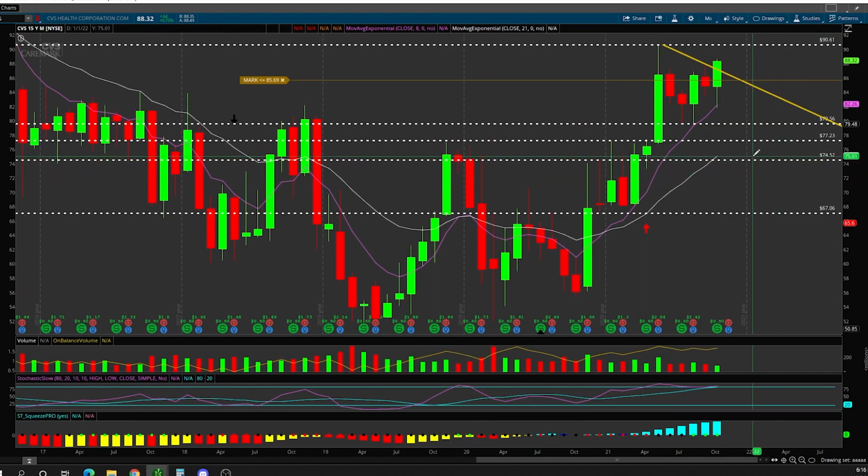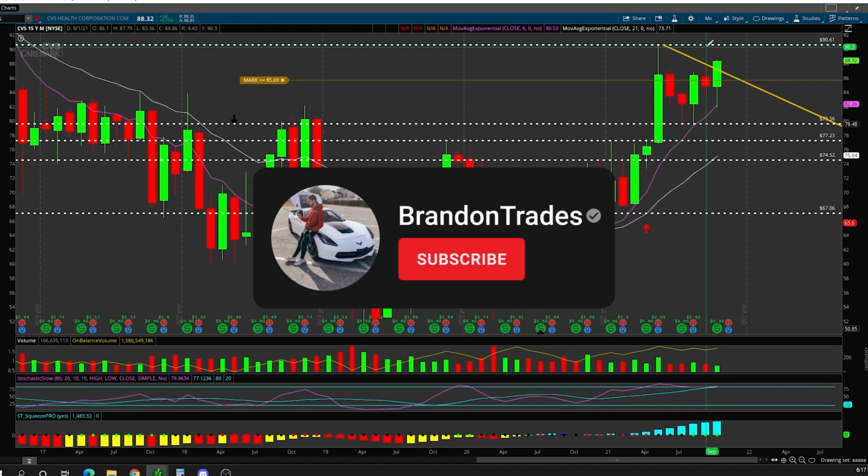Now on top of that, if I'm looking for calls, I want to see the stock above the 8 and 21 EMA on the monthly, weekly, and daily time frame. So we're still in these swing trades for CVS. They hit a high of plus 90% today.